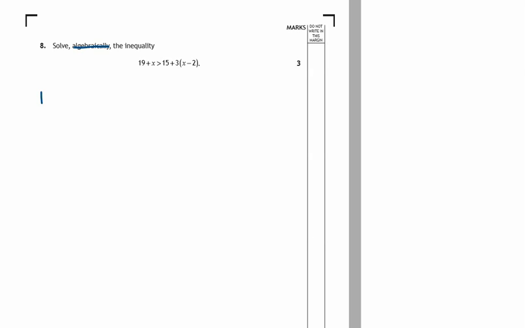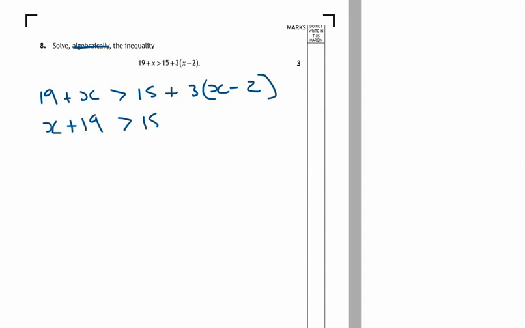Okay. So 19 plus x is greater than 15 plus 3x minus 2. Now the very first thing I'm going to do is break out this bracket. So 19 plus x stays the same. And you know what I'm going to do? I'm actually just going to write this as x plus 19 so I think it looks neater. Okay, and so x plus 19 is greater than 15 plus 3 times x, and 3 times minus 2 is minus 6. And now I'm going to group the terms on the right hand side. So 3x just stays the same, 15 minus 6 plus 9.